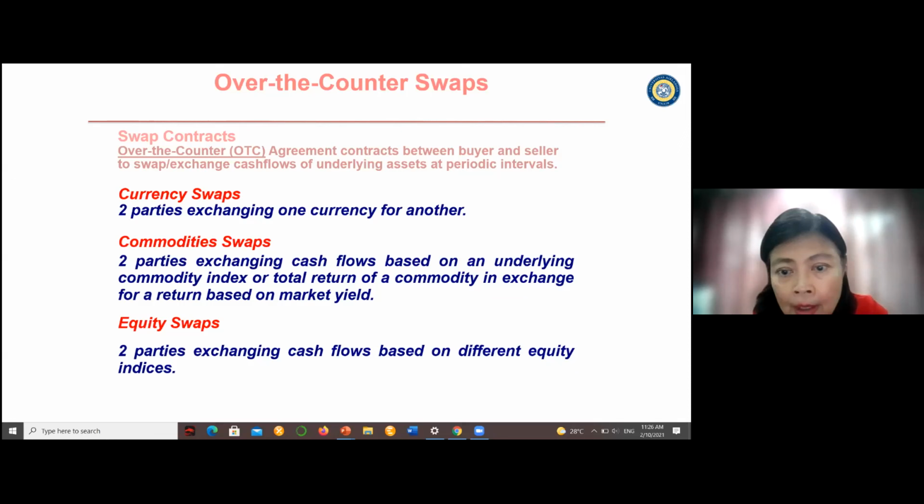So we have commodity swaps in the same way. There are maybe two kinds of commodities. Or we can have equity swaps, which means that we're just exchanging the cash flow based on our two indices, my FKLI, my KLCI, and your Indonesian LQ45, right?